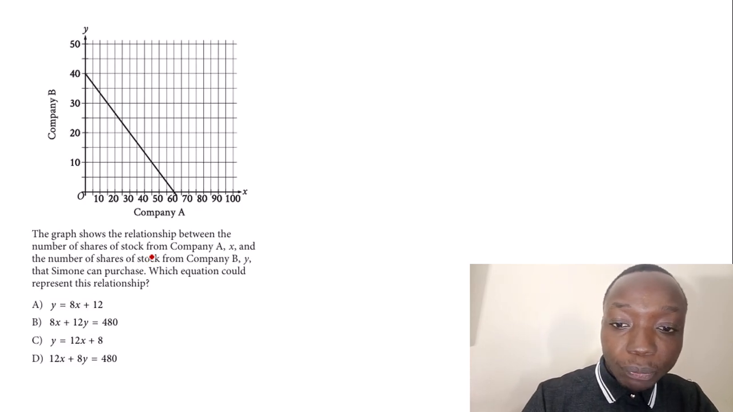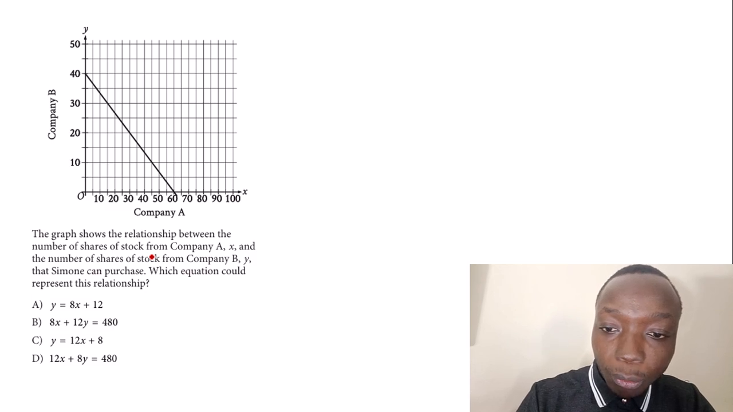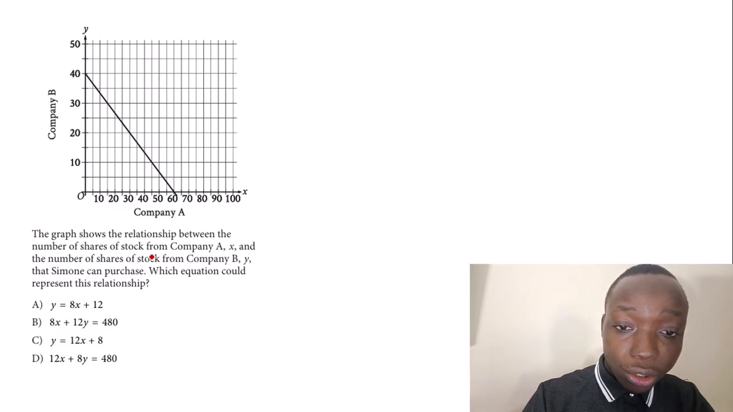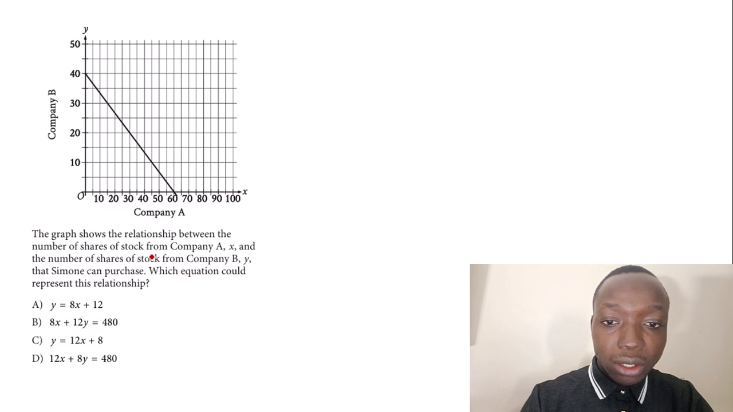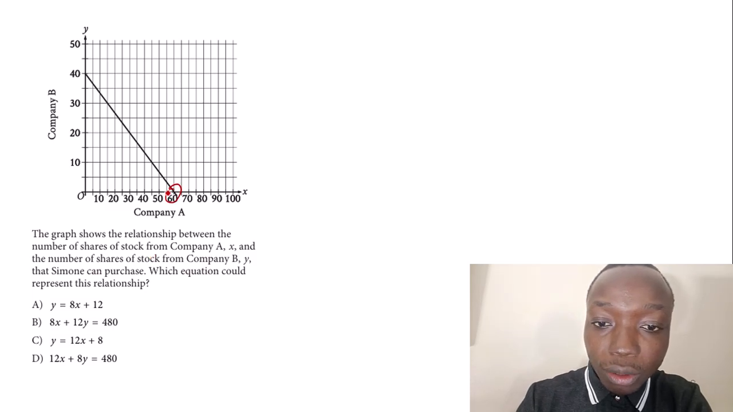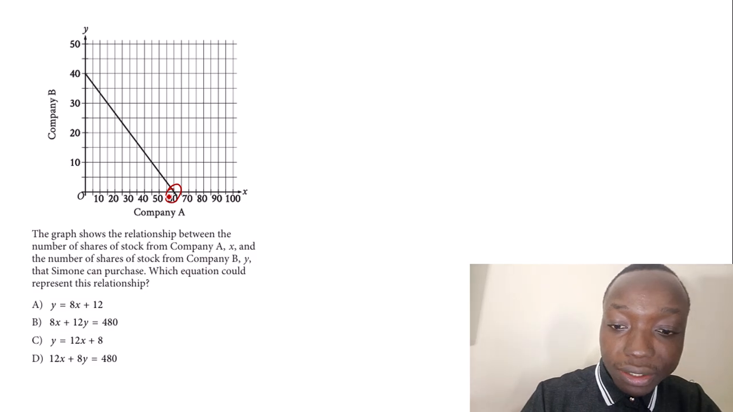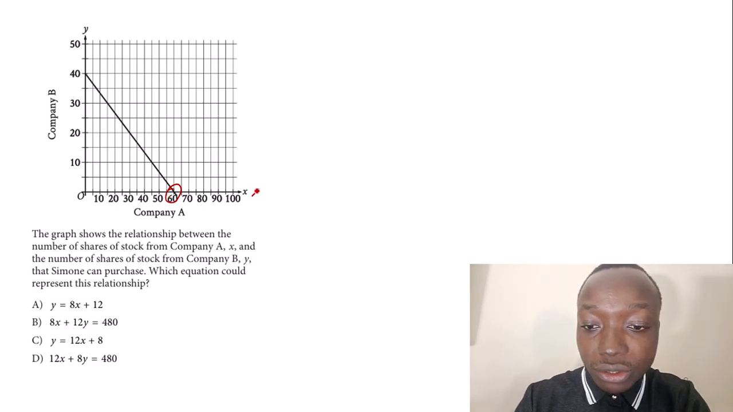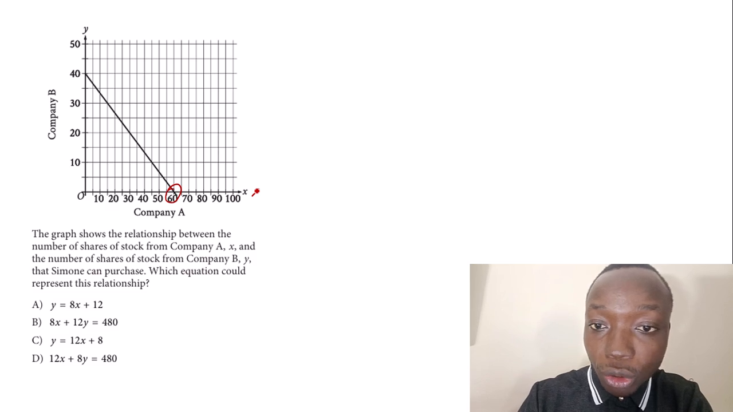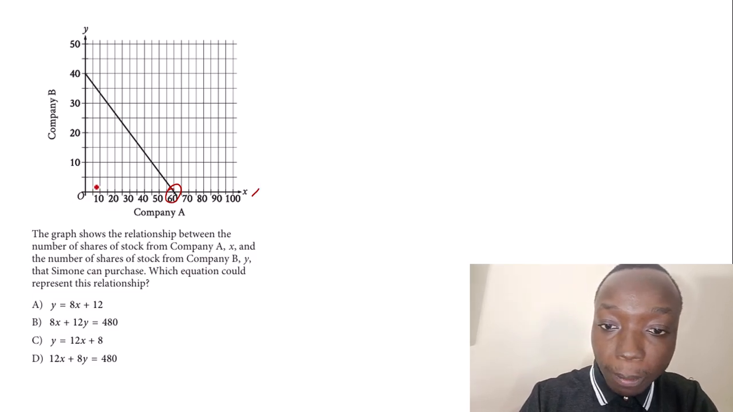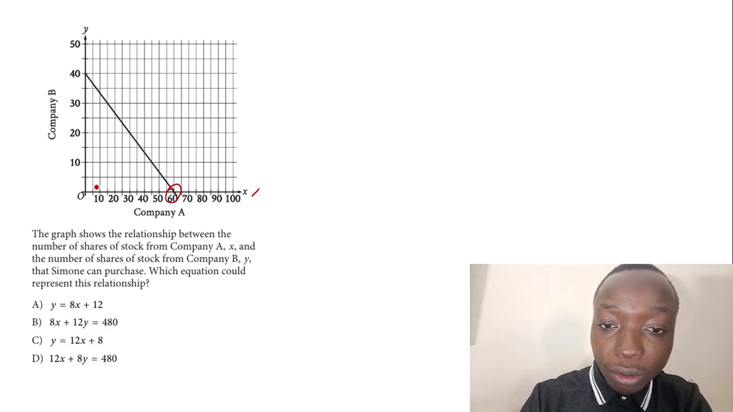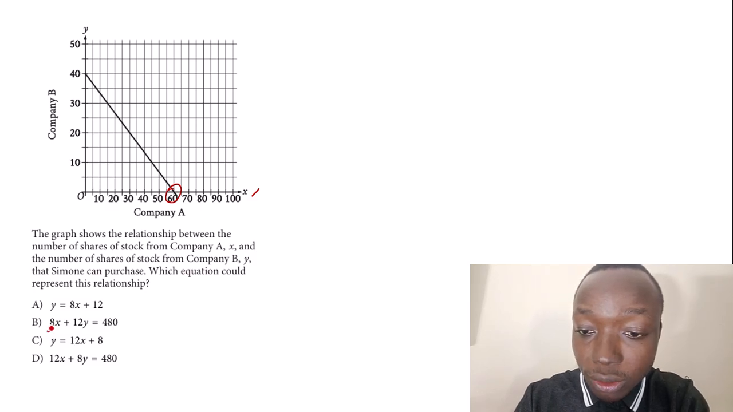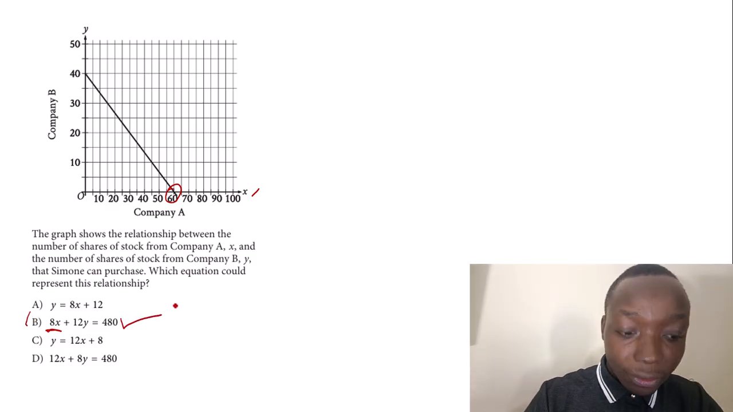Okay, the second question, we have this graph. You want us to find the equation that represents this relationship. So two things you have to do here. First is to substitute the intercept. So we can substitute the intercept for company A, which is 60. This is the x-axis, so if you substitute 60 for x, which one would give you 0 for y? So substitute 60 for x, and we're looking for 0 for y. If you substitute 60 here, you're going to get 480. So option B is the correct answer.